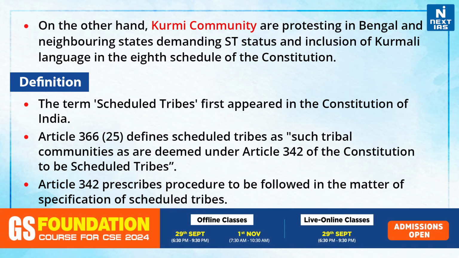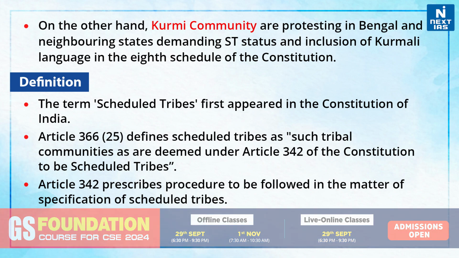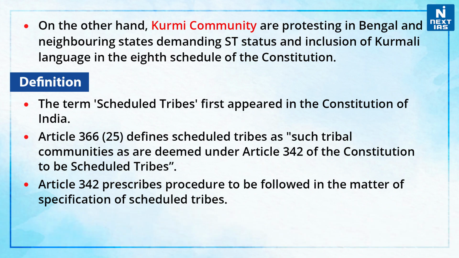So, the term Scheduled Tribes first appeared in the Constitution of India. Article 366 Clause 25 defines Scheduled Tribes as such tribal communities as are deemed under Article 342 of the Constitution to be Scheduled Tribes. Now, Article 342 prescribes the procedure to be followed in the matter of specification of Scheduled Tribes.